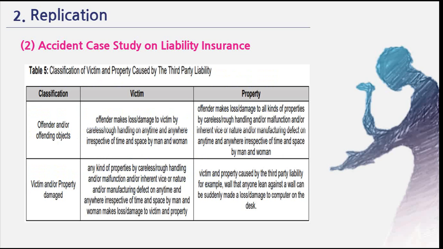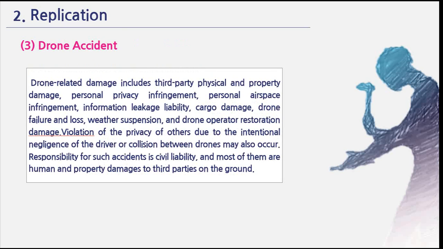Replication. Accident case study on liability insurance. Classification of victim and property caused by the third-party liability. Classification of an offending object, victim and property damages. Drone-related damage includes third-party physical and property damage, personal privacy infringement, personal airspace infringement, information leak liability, cargo damage, drone failure and loss, weather issues, and drone operator restoration damage. Violation of the privacy of others due to the intentional negligence of the driver and collision between drones may also occur.